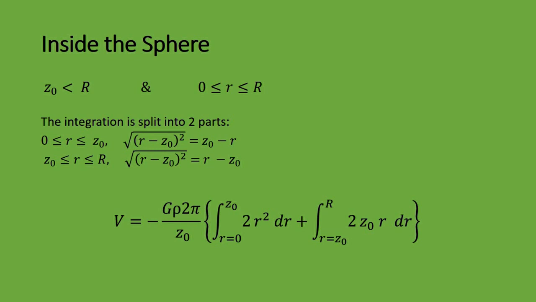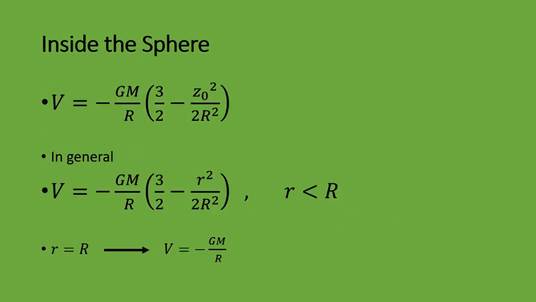So the integral over r now will split into two integrals. The first integral will be from small r equal to 0 to z0, and the second integral will start from r equals z0 to capital R. So you can see that now the integral is easier to perform. You can do that and substitute, and I will give you just the final answer.